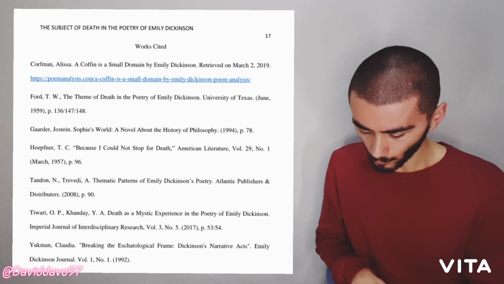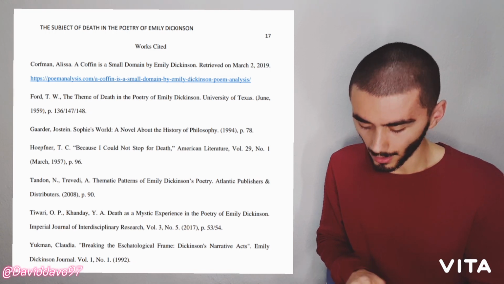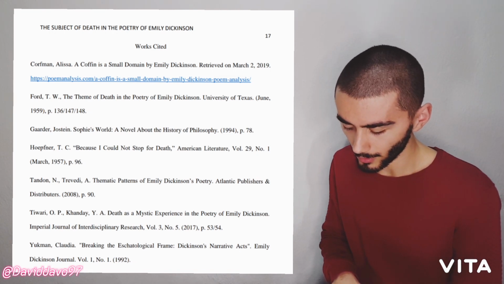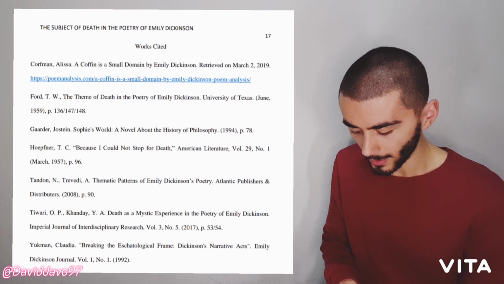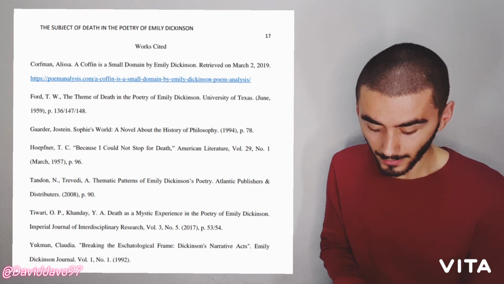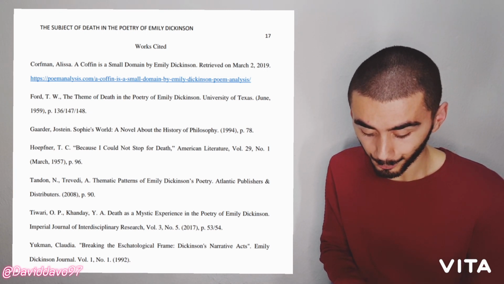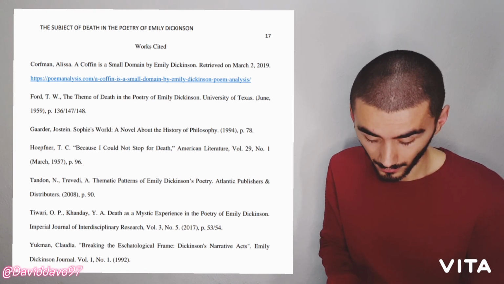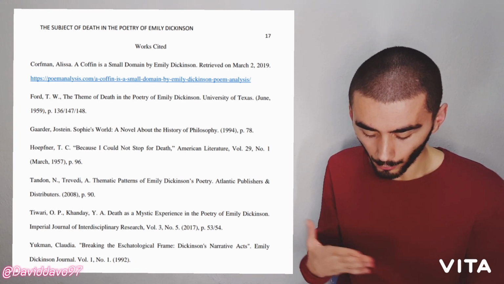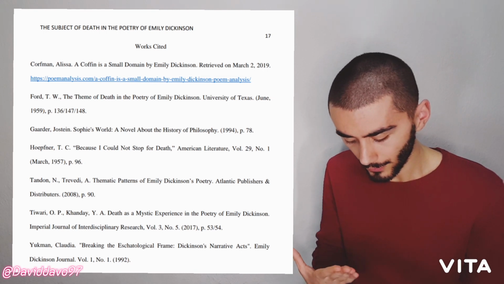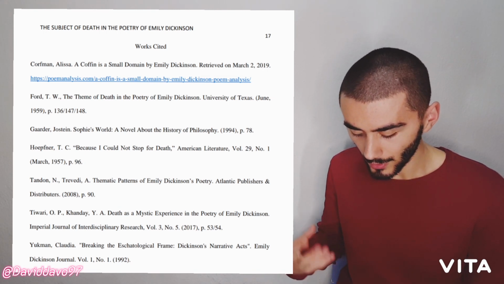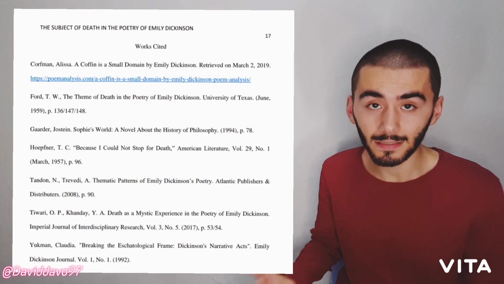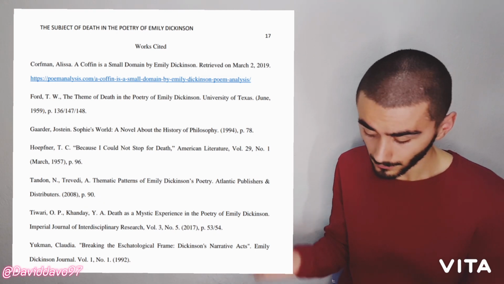Now, what else have I used? I'm going to come to the one before last. I said Tiwari OP, comma, Khandai YA. Now, this is in the case of when you have two authors mentioned. You would do the same, where you would mention the last name, then the first name, and the middle name towards the end. Death as a Mystic Experience in the Poetry of Emily Dickinson. This is the name of the article.